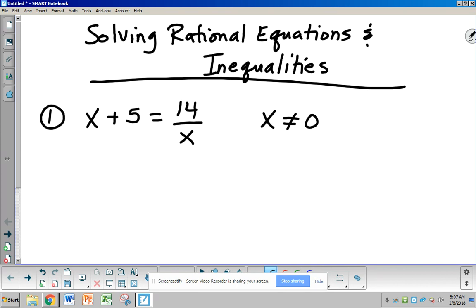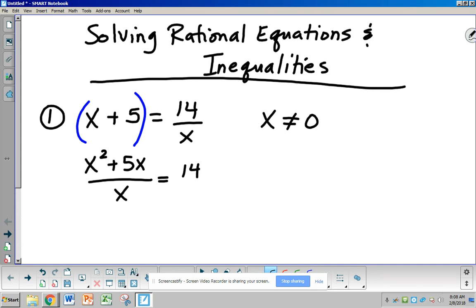Okay, so the common denominator is definitely x. So I'm going to multiply the left side by x over x, which gives me x squared plus 5x all over x, equals 14 over x. Now I have two expressions, the one on the left and the one on the right, and they're equal. Their denominator is already equal. So what has to be true about the numerators? They have to be equal.